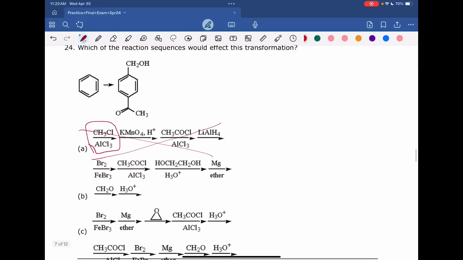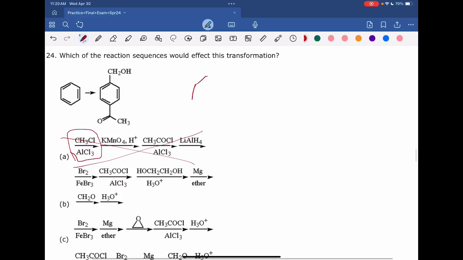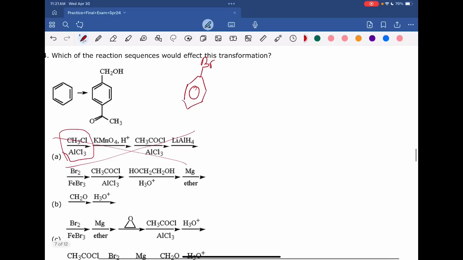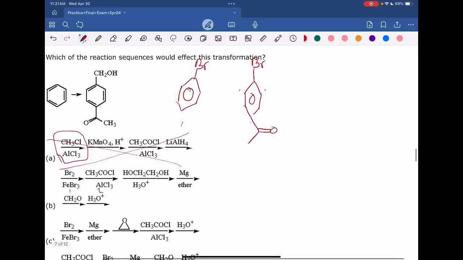B, okay, let's draw this out. So B, they do bromination. So I'll draw it here, Br. And then that's one. And then in step 2, they do acylation. So this looks right to me. What they're doing is they have this Br here, which now directs ortho and para. We're gonna add para. We have 1, 2, 3. That's what you get from that.